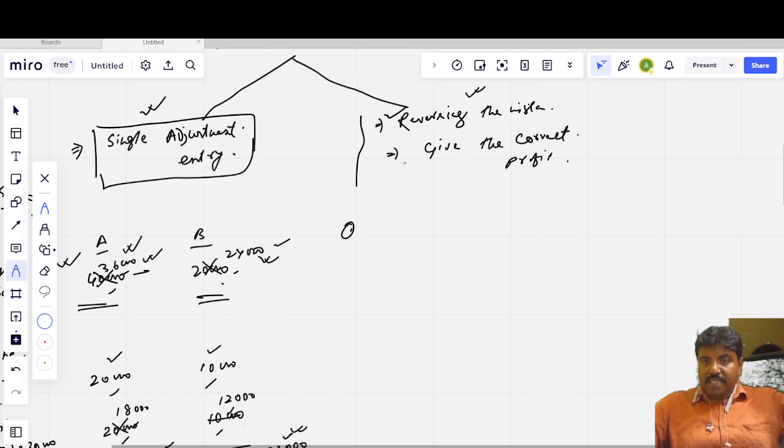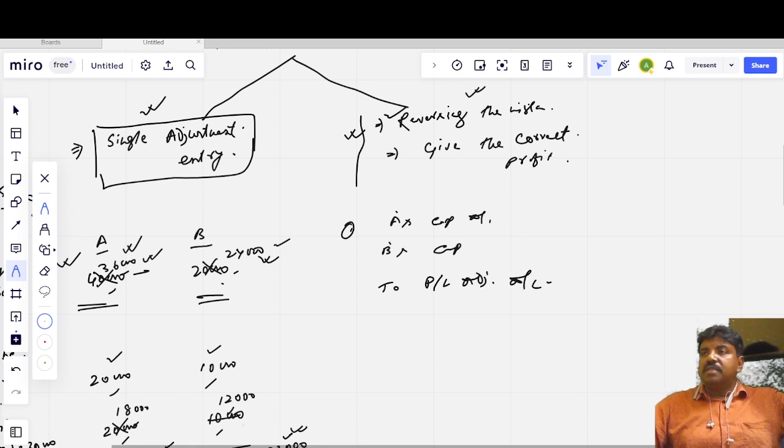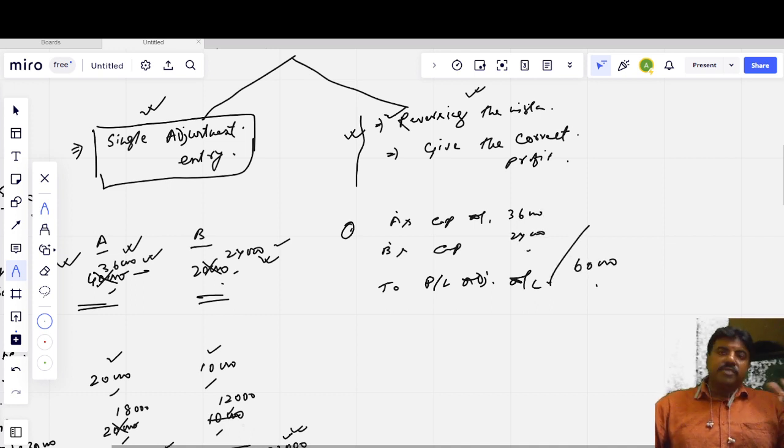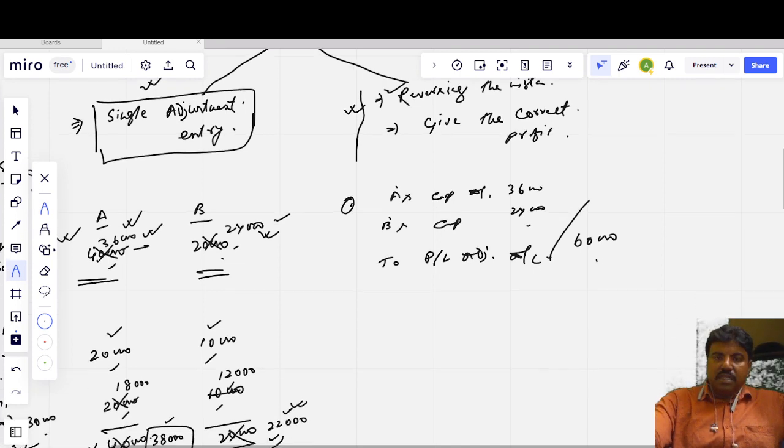So first entry we will do in this case, if we follow this way of rectification, then we will debit A's capital, B's capital, credit to profit and loss adjustment account. Why profit and loss adjustment? Since last year accounting was already closed, so it's related to last year, so we are introducing the PL adjustment account. So A's capital 36, 24, and this is 60,000. So the profit which was wrongly distributed, I am getting it back. Now profit is 60. Now what we have to do?